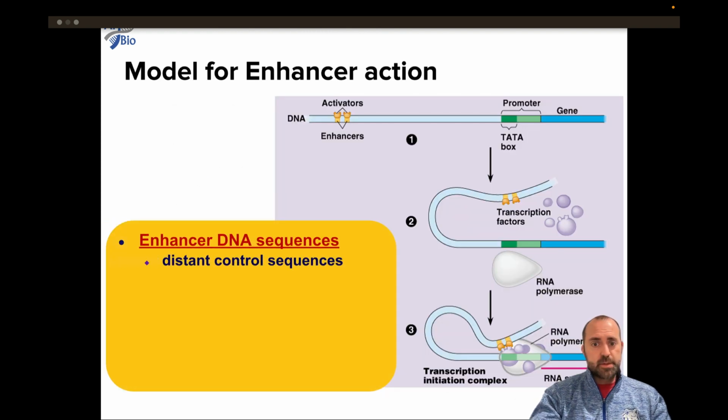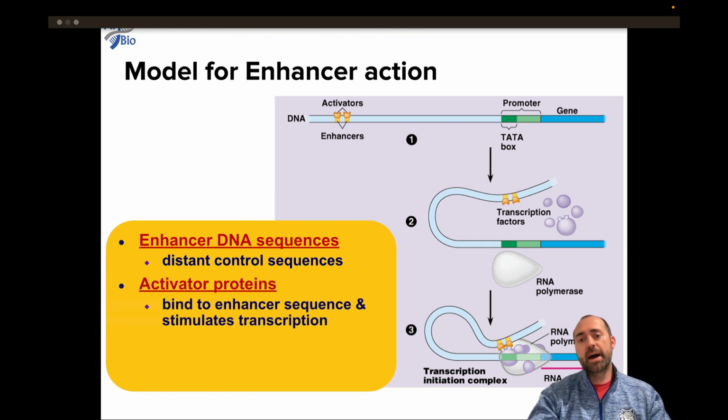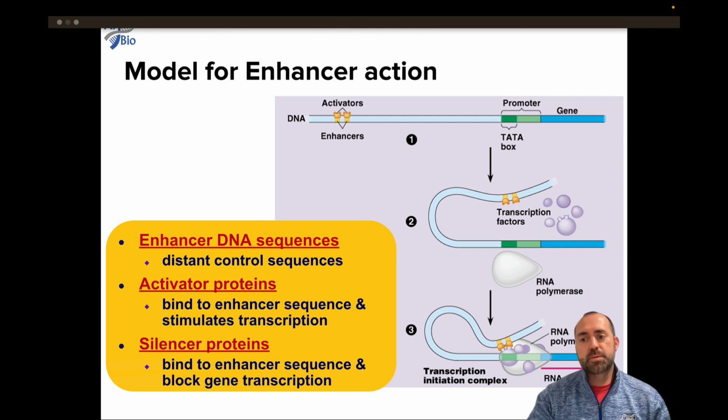So enhancer DNA sequences, again, are distantly controlled sequences. They're controlled by activator proteins, and those proteins bind to the enhancer sequence of the DNA. It could be hundreds or thousands of base pairs up the DNA sequence, or before the gene, I should say, upstream of the DNA. And then those activators bend that DNA over and allow those transcription factors to bind and therefore increase transcription, again increasing protein production.